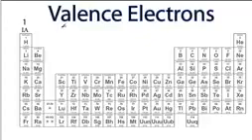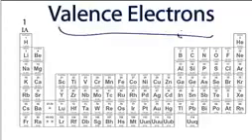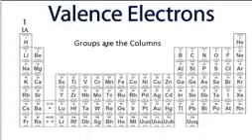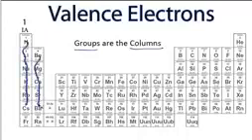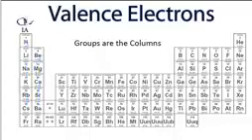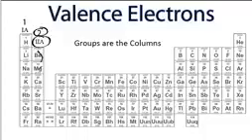In this video, we're going to look at how to find valence electrons on the periodic table. Remember, groups go up and down. They are the columns on the periodic table, so groups go up and down. So in group 1, or sometimes called 1A, all of these elements have one valence electron. In group 2, or 2A, all of these have two valence electrons.